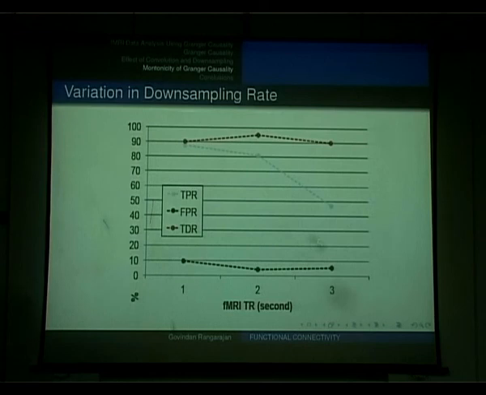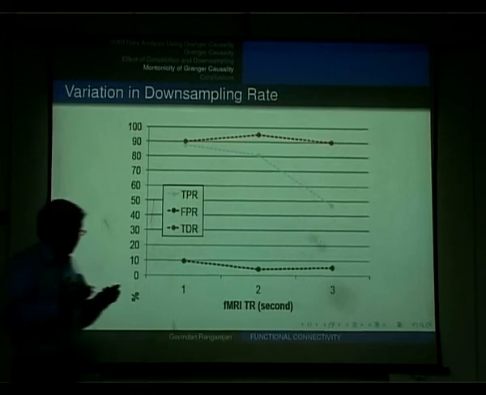Since I'm running out of time, I will not get into the details. I'll just say that things get worse, as you can expect, as the sampling interval becomes larger. If you are sampling only every 1 second, things are better. If you are sampling every 3 seconds, things become worse.